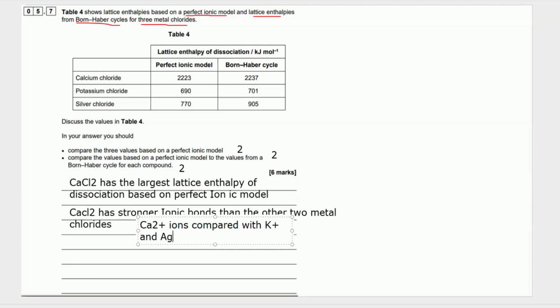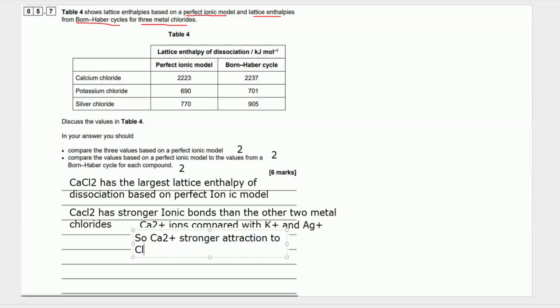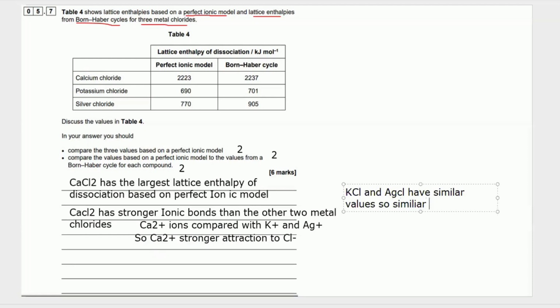So you're just looking at that set of values separately on the left hand side for this first part of the question, and you're explaining why the calcium chloride has a bigger number than the other 2. Now we need to compare the perfect ionic model to the values from the Born Haber cycle. So now we need to look individually going across in a row. Calcium chloride goes 2223, whatever it is, to 2237. So what can we say about calcium chloride's perfect ionic model enthalpy compared to its Born Haber cycle lattice enthalpy of dissociation? That's what we have to think about for the next part of the question.